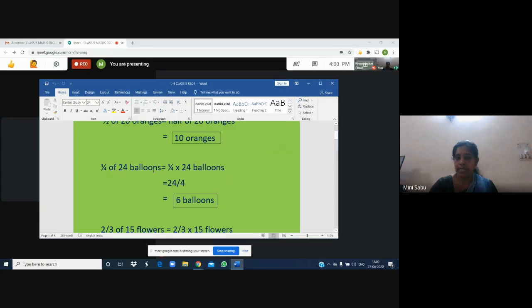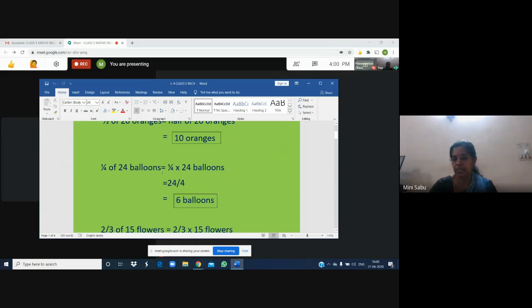Okay, you have already learned in class 3 that 1 by 4 means half of half. When you cut anything into 2 pieces, you get half and half. When you cut that half again, you will get 1 by 4 and 1 by 4. 1 by 4 is half of half. Here, 1 by 4 of. In such a situation, wherever you see of, of means multiply.